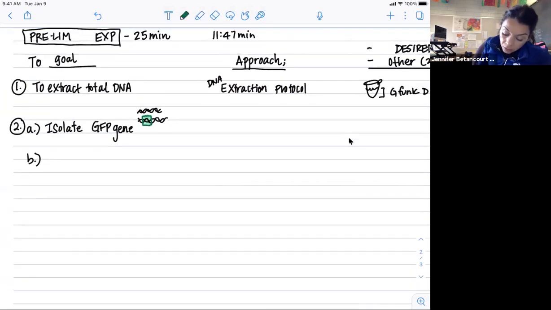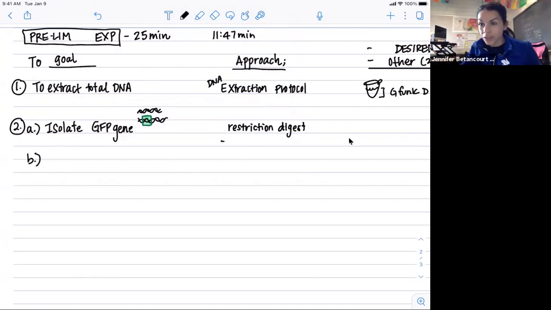So isolate the GFP gene, and people said that you're going to do this using an approach called a restriction digest. Other people said that to do a restriction digest, you need restriction enzymes. Okay, there's hundreds of restriction enzymes. So which restriction enzyme are we using, or did I use? So you don't have to wait to press enter, but I am waiting for a specific restriction enzyme name.